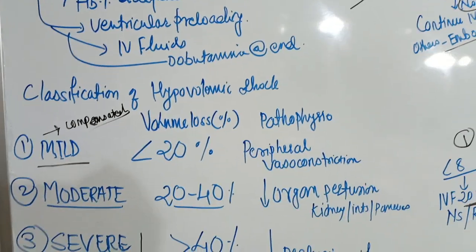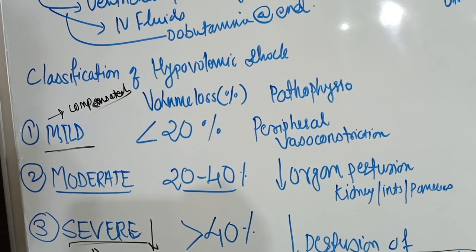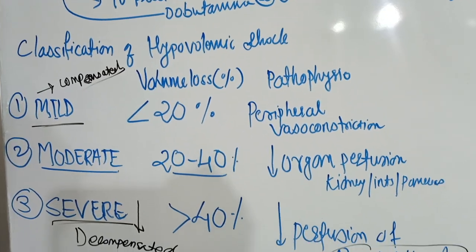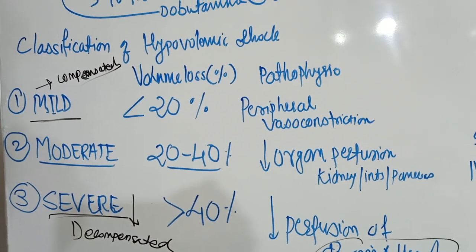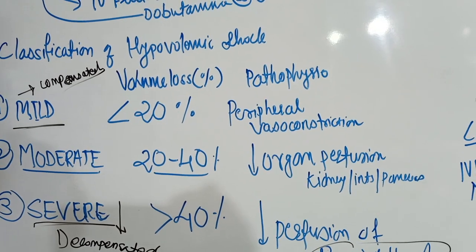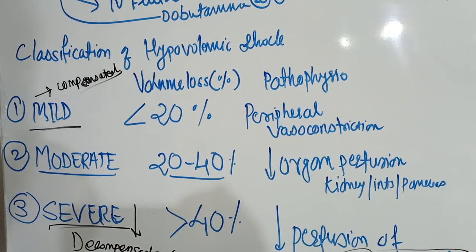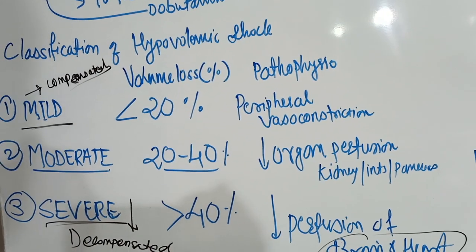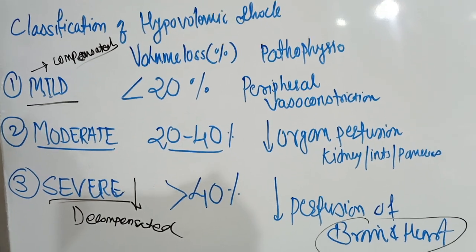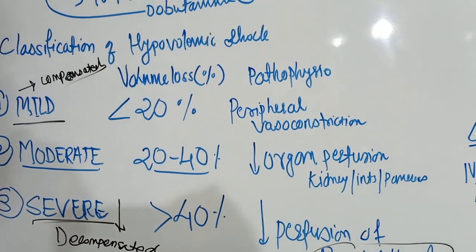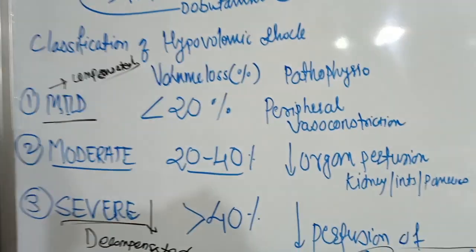There is a classification of hypovolemic shock. It is classified into three stages: mild, which is compensated, then moderate, and severe, which is decompensated. In mild hypovolemic shock, there is less than 20% blood volume loss, which causes peripheral vasoconstriction. Because of peripheral vasoconstriction, the blood which is in the periphery is moved to the center and vital organs are perfused. The perfusion of vital organs is maintained.